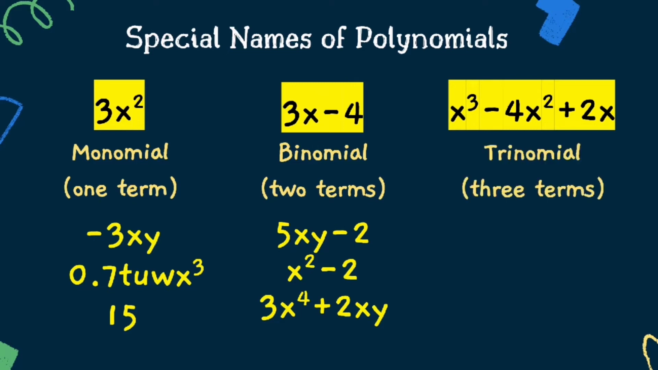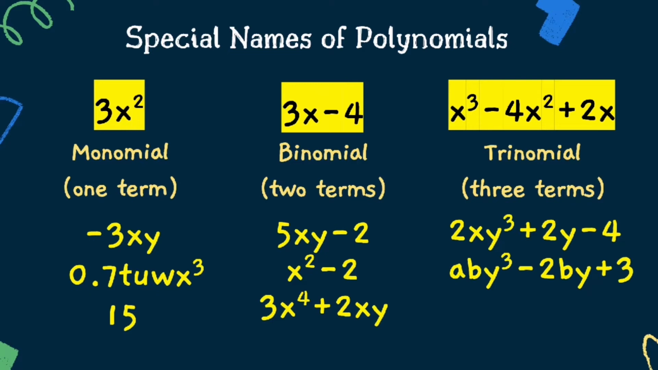We also have trinomial, and these include three terms. So examples are 2xy cubed plus 2y minus 4, aby cubed minus 2by plus 3, and a minus b plus c. So observe that each term is separated by operations such as addition and subtraction, or combined by multiplication or division.